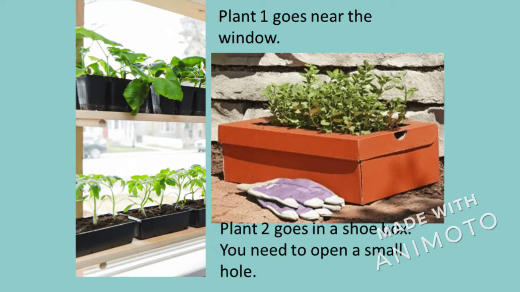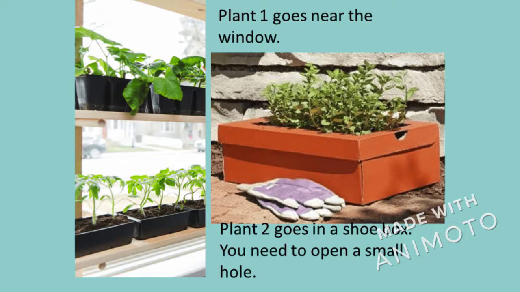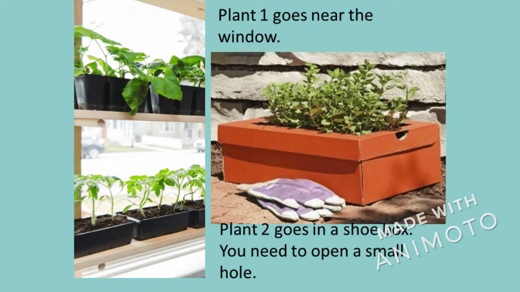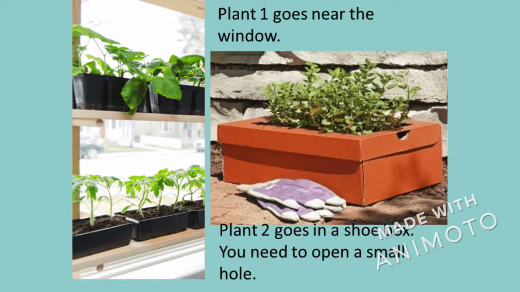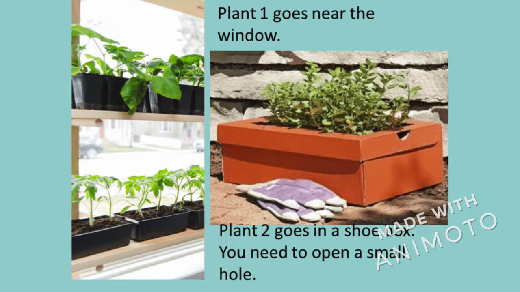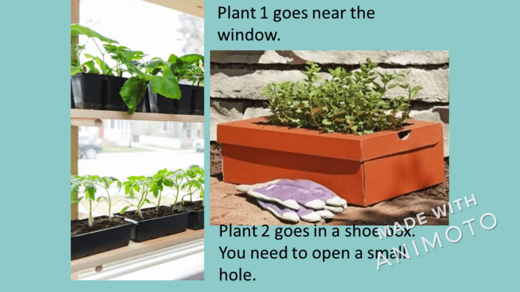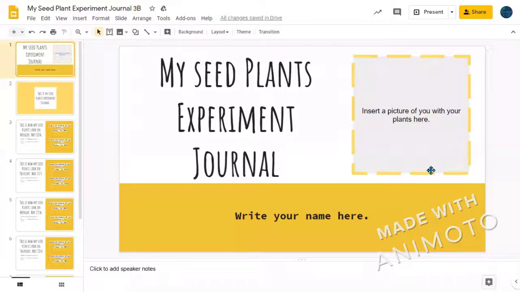Okay guys, remember you need to have your plant 1 near the window and plant 2 in a shoebox. Open a small hole for it to look for the sunlight. It is your time to work. And for this, we're going to complete this journal. In here, we're going to work with the seeds.